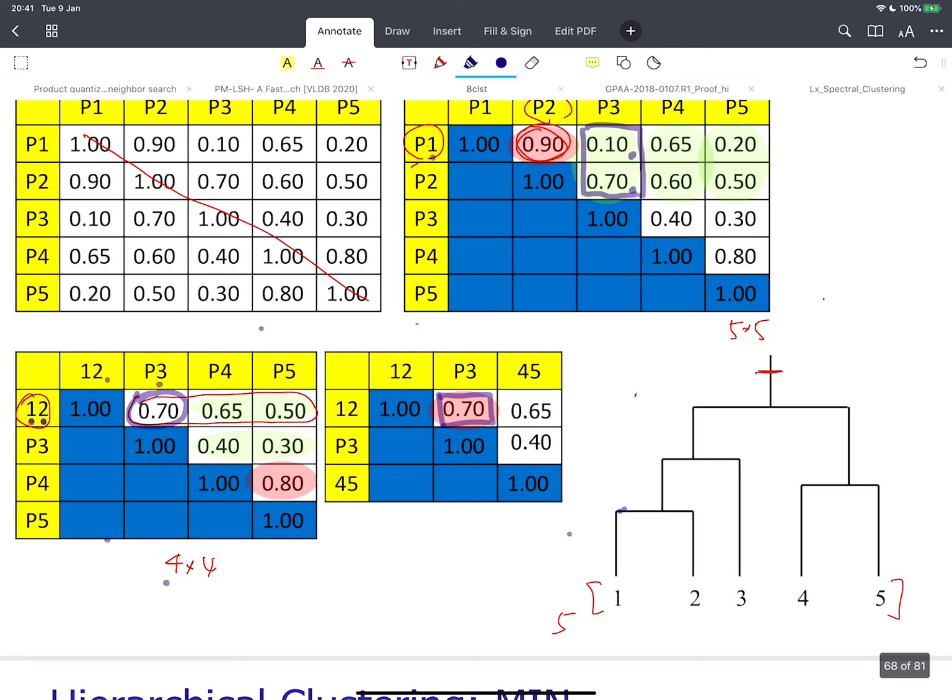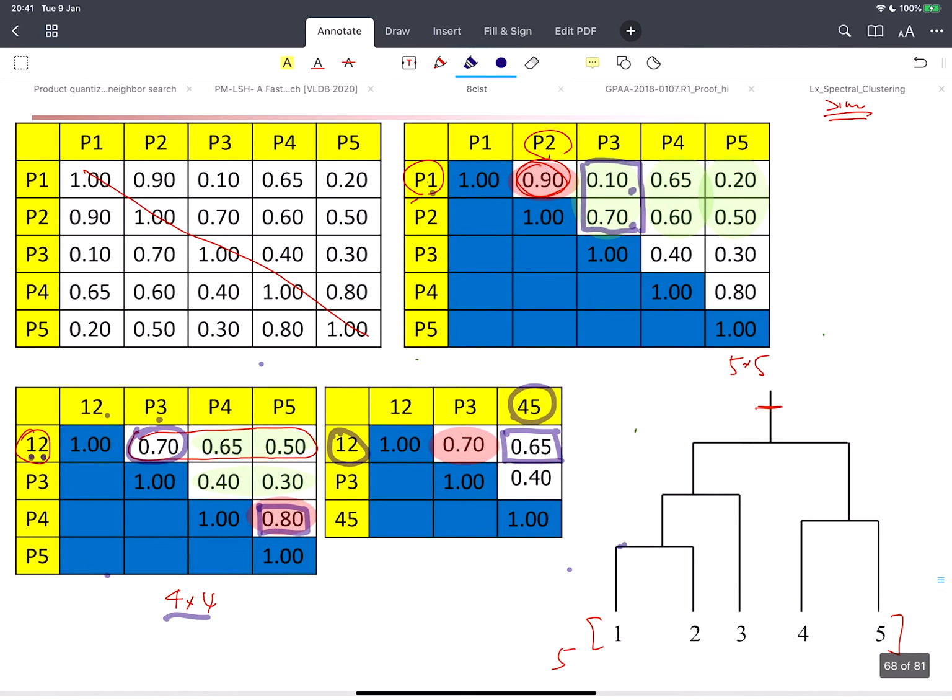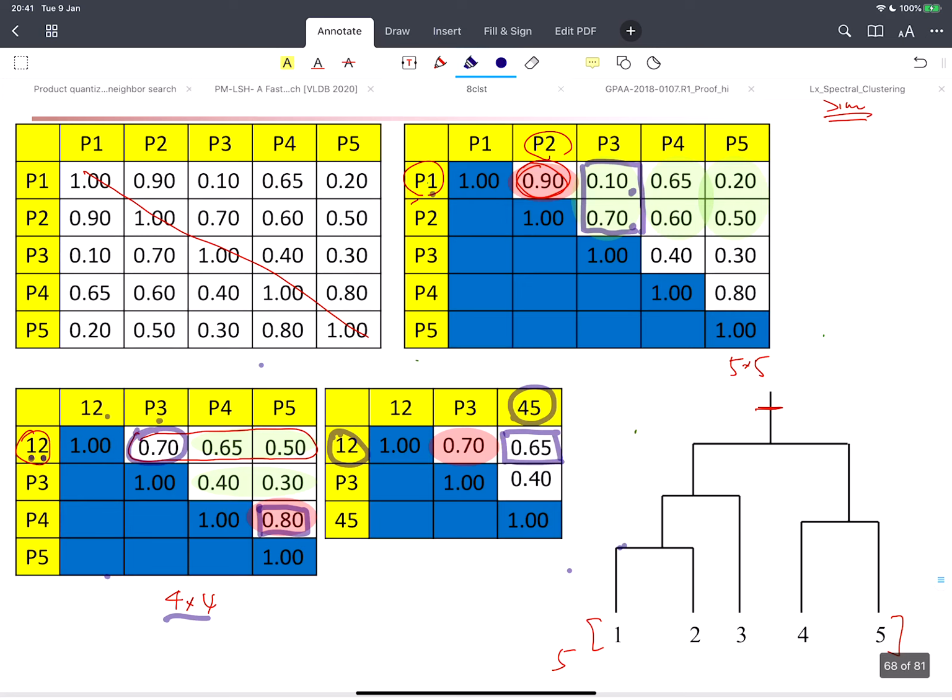Perhaps the more complex one is this one. Again, in this 4 by 4 matrix, we decide to merge 4 and 5. Whenever you have 4, 5, I think this is the most complex one, because now it's between 1, 2, and 4, 5. Last time we mentioned that the simplest way is to go through all the cross-cluster pairs. So you get four: 1 to 4, 1 to 5, 2 to 4, 2 to 5.